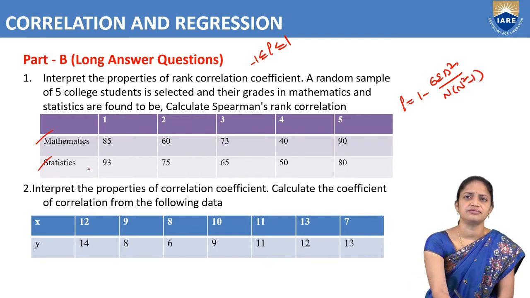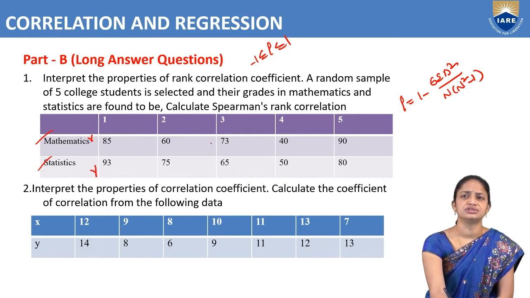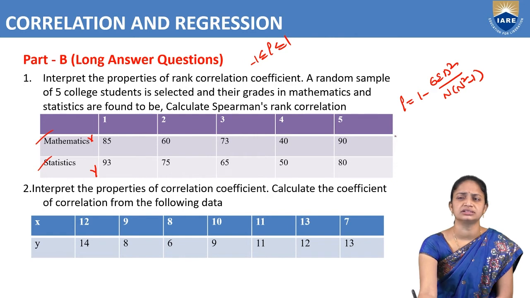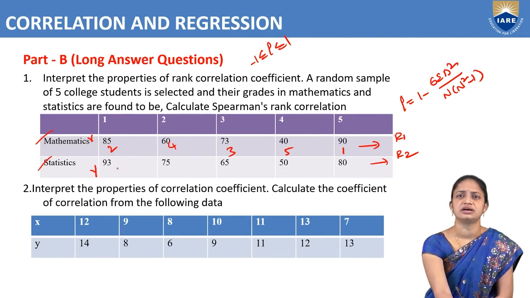Here they have given the marks, x and y marks. From that we need to calculate ranks, R1 and R2. For R1, I am giving the first rank for the highest mark, then second rank, third rank, fourth rank, and fifth rank. This is R1. Next for R2, the highest mark is 1, and the next one is 2, 3, 4, 5.